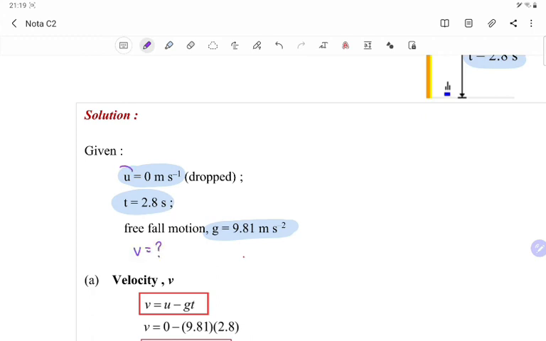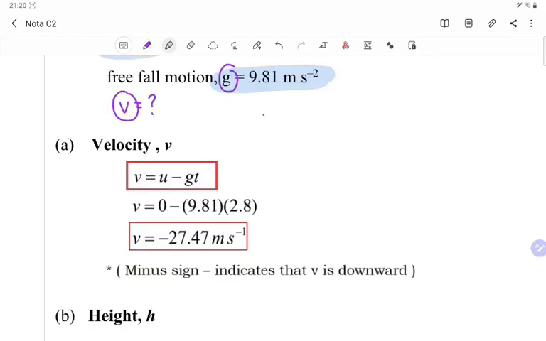Okay, so kita dah nampak dah ada U, ada T, ada G, ada V. So, which equation yang ada semua benda ni? Yes, equation for V equals to U minus GT. So, kita just substitute the value. Then, we will get the answer for the final speed. So, di sini bila awak masukkan nilai, awak nampak di sini ada negatif. So, betul tak nilai dia negatif? Yes, because the ball is in the motion downwards. Dia turun ke bawah. So, mestilah ada negatif.